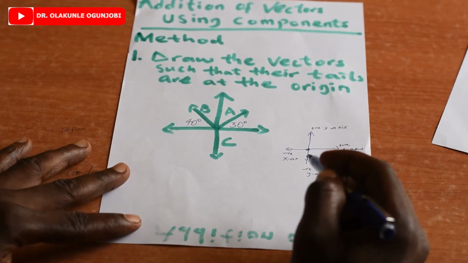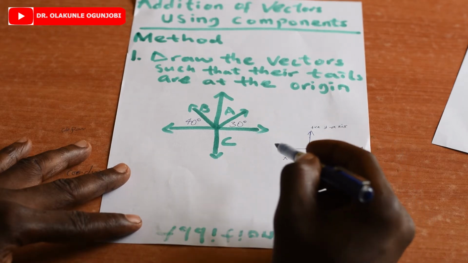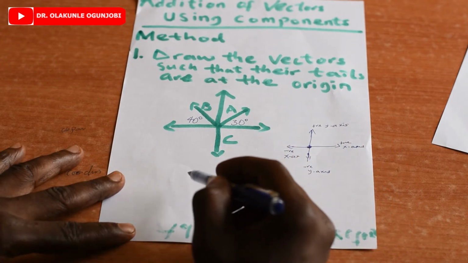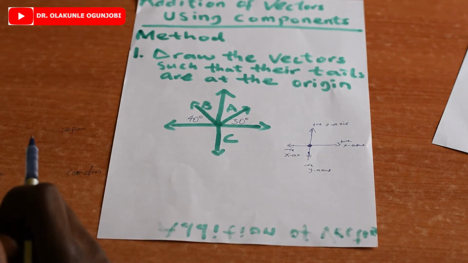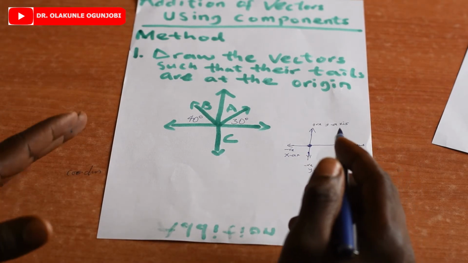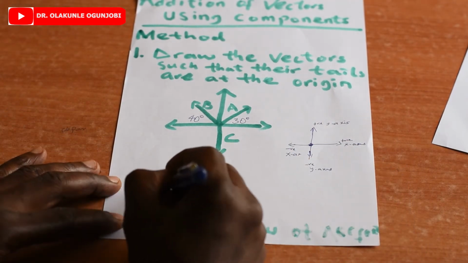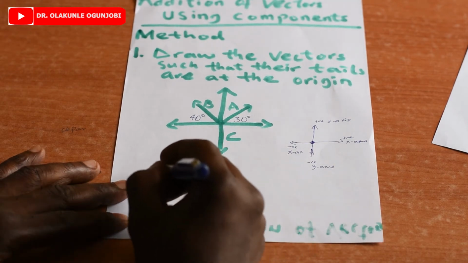So you should draw that. Don't forget that all the tails must be at the origin. So now we can find the resultant R of these vectors, which is usually denoted as R.